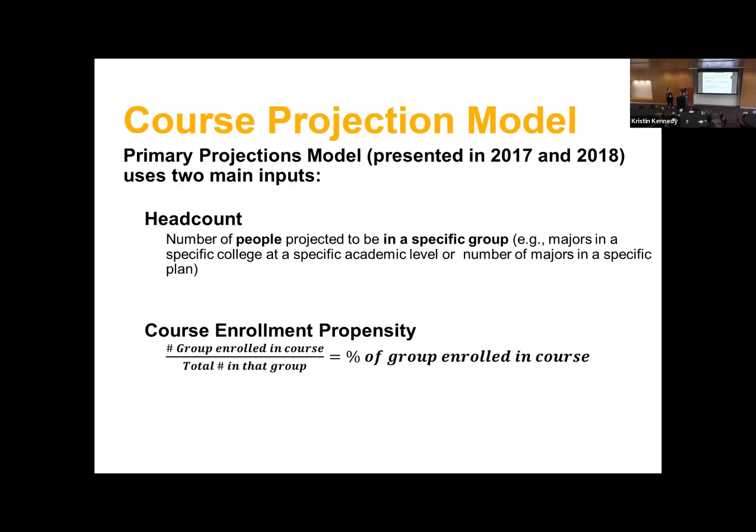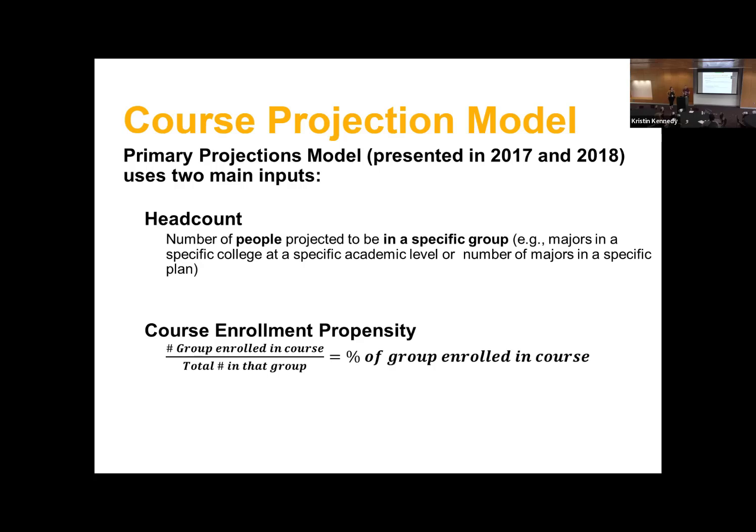So the primary thing that we use in all of our projections, immersion and online, is our course enrollment propensity. It's just a proportion, a decimal or percentage, whatever you want to call it. We take our head count and divide it into whatever group we want to use as our projection input. Then we pull our course enrollment at that group level, and define how many people from this group are enrolled in that course historically, divided by the total number of people we're expecting in that group.